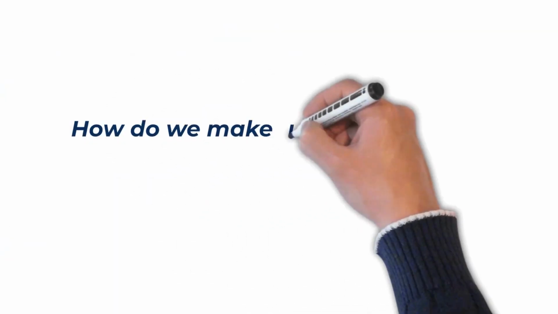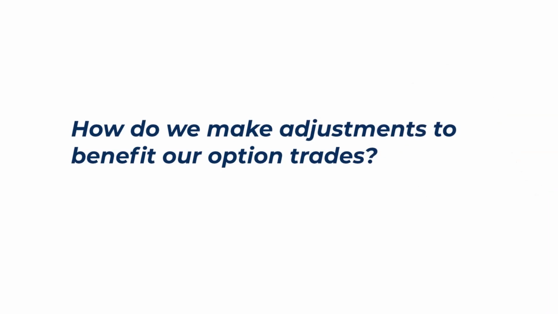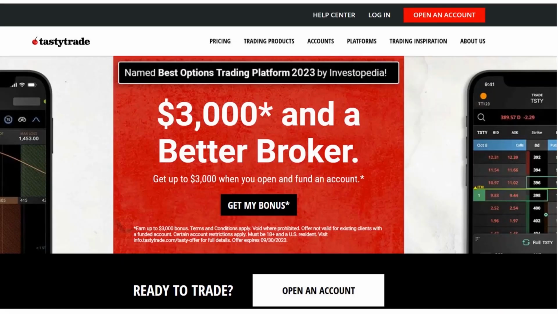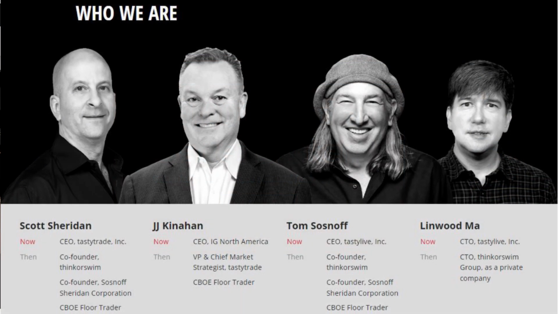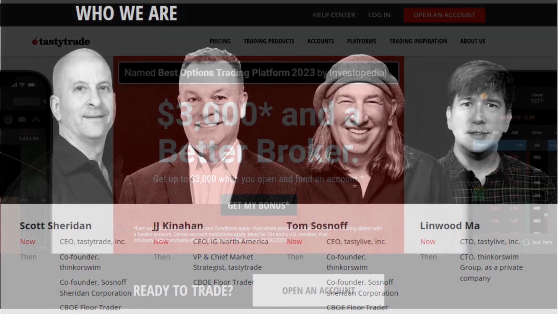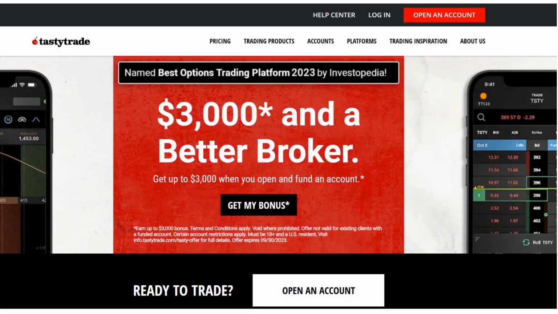How do we make adjustments to benefit our option trades? Let's open up our option trading platform. I'm using Tastyworks, which is one of the best and most intuitive for trading options. These guys are the ones that developed the TOS, Think or Swim option trading platform, and then sold it to TD Ameritrade. TD and Schwab still use this platform today.